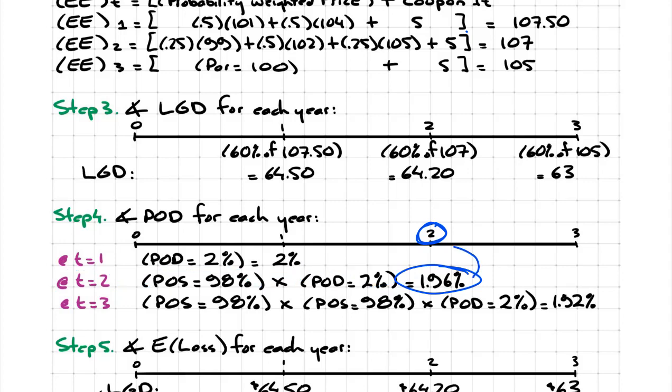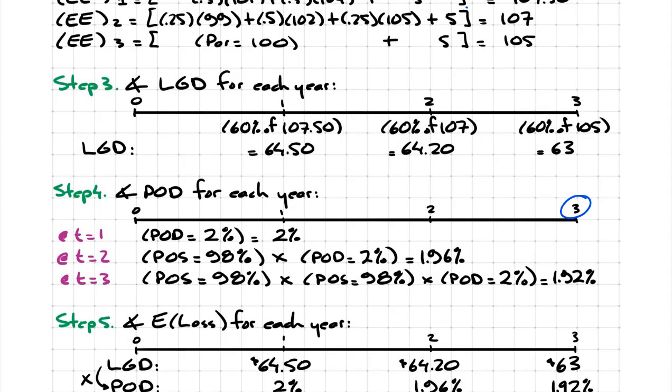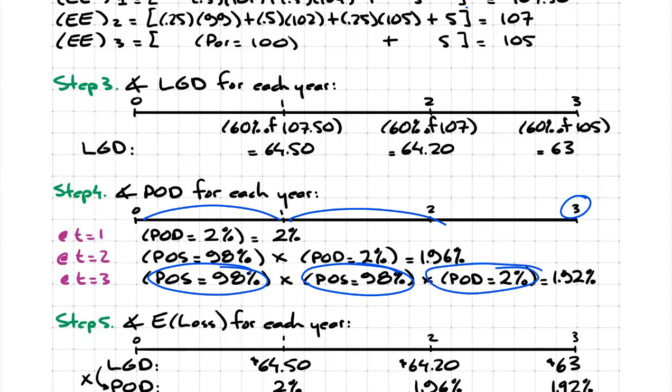And then finally, what's the probability that you'll default at t equals 3? Well, what does that imply? It implies that in year 1 and year 2, we survived. So those are 98% probabilities. And then in year 3, there's a 2% chance you'll default. So when you multiply all these probabilities together, you get 1.92%.